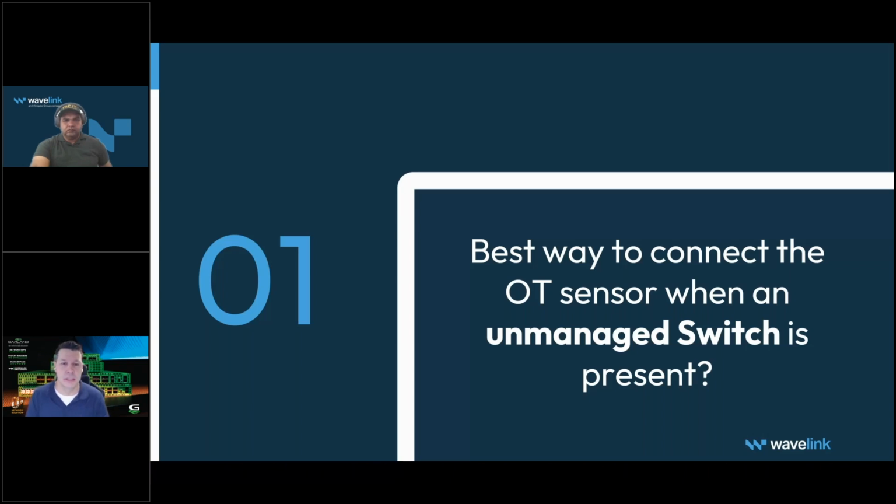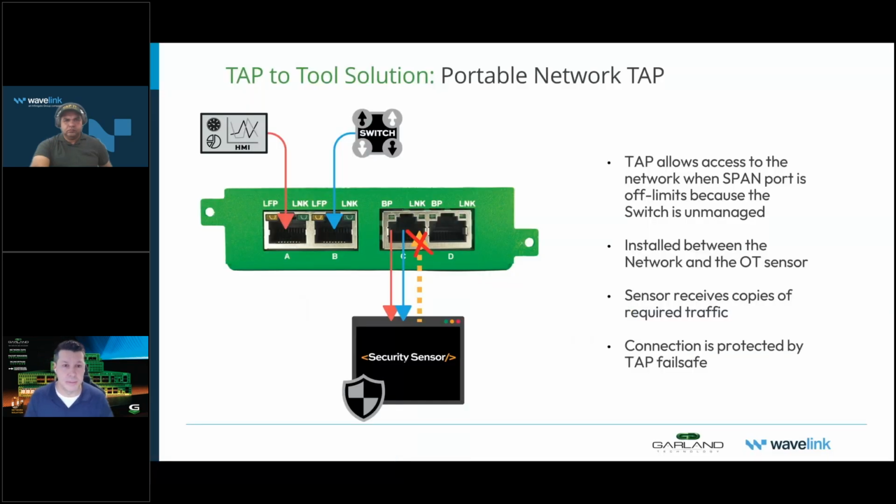Thanks, Rash. The best way to connect an OT sensor when an unmanaged switch is present. So use case number one, what we're trying to solve here. Next slide, please, Rash. The best solution here is a portable network tap.